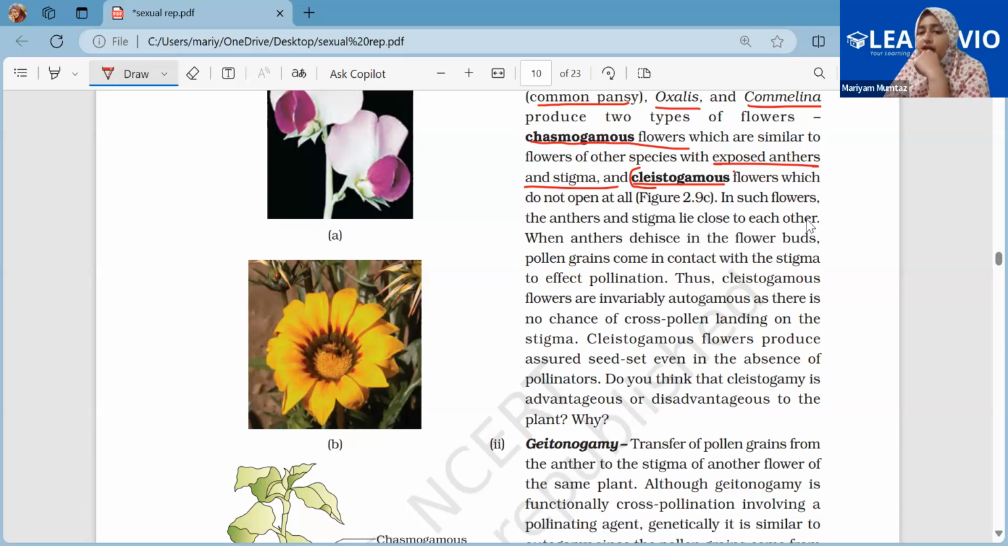So the cleistogamous flowers are invariably autogamous, meaning they can only do autogamous pollination, because there is no chance of cross pollen landing on it. If the flower is closed, any other pollen from the outside cannot come inside and land on the stigma. So that is why they have assured pollination, that is autogamy. Now we'll talk about geitonogamy.